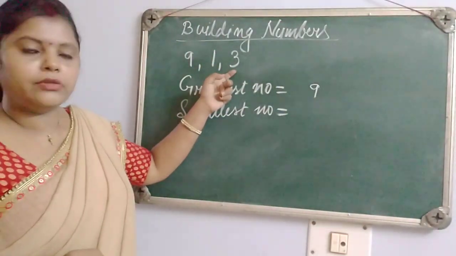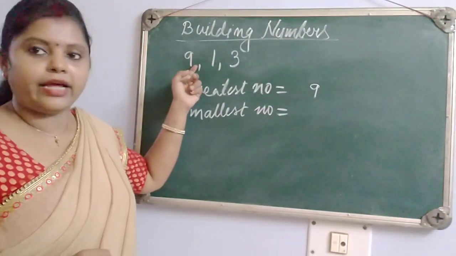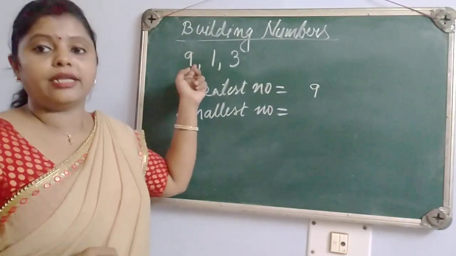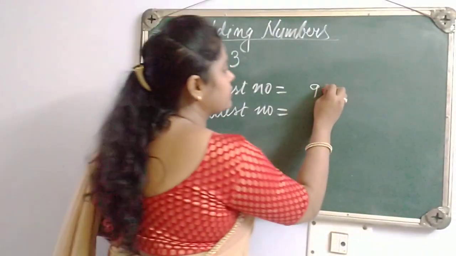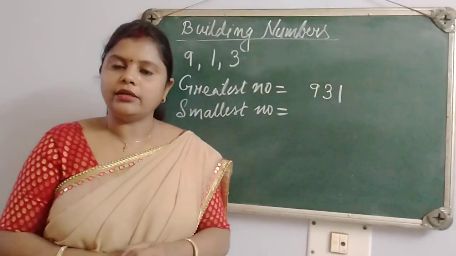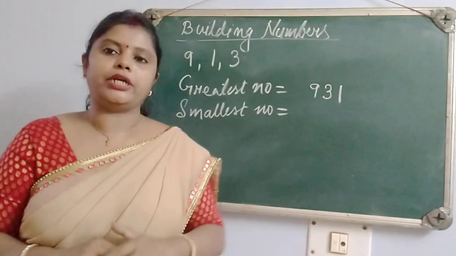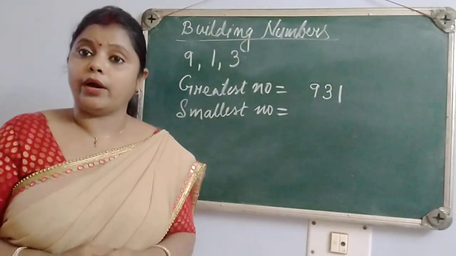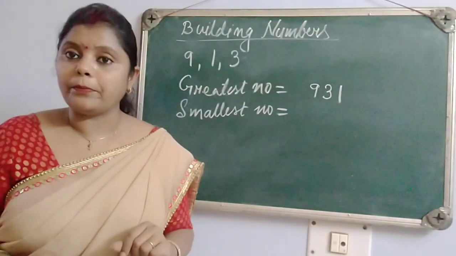Among all these three digits, 9 is the greatest digit. So this one I have to write first because we have to arrange in descending order. Then among 1 and 3, 3 is greater than 1. So this is the arrangement. This one which we have got is just a 3-digit number, but we require a 4-digit number. So we have to repeat.